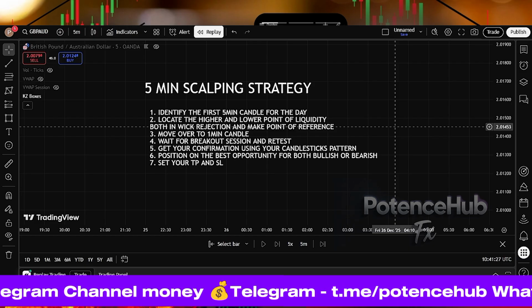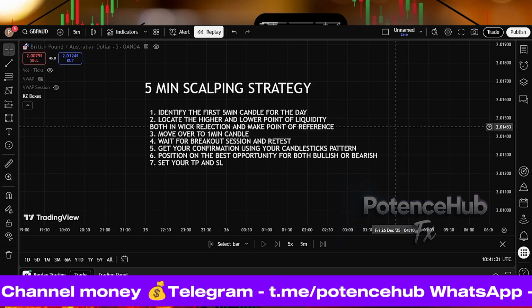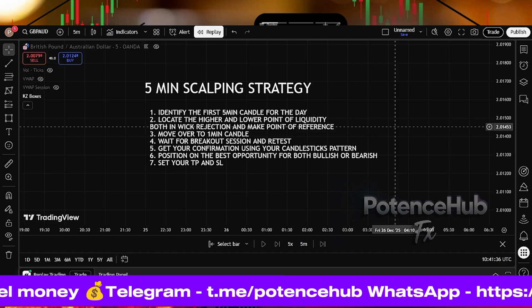Now the next thing we're going to do is move over from the 5 minute time frame to a 1 minute candle. We're moving to a 1 minute candle, and once we do that, we're going to wait for a breakout section.